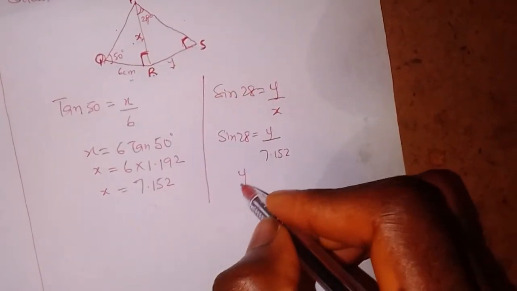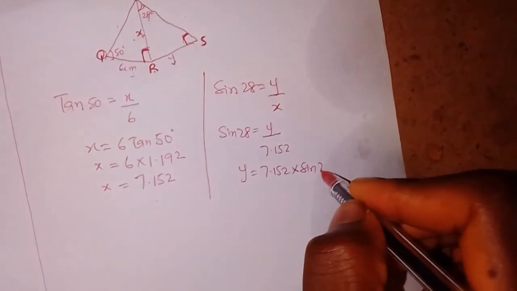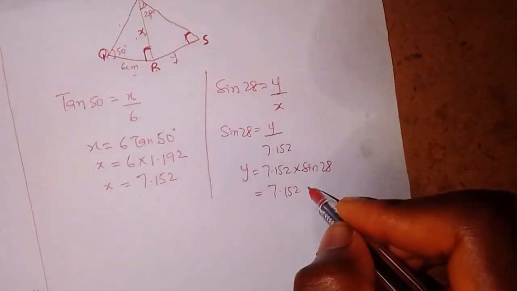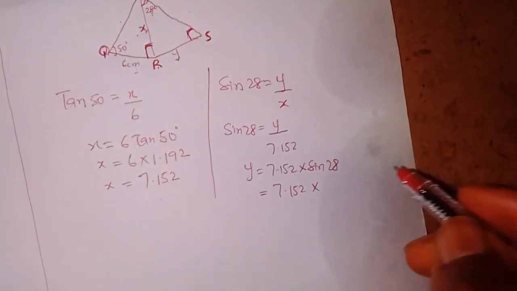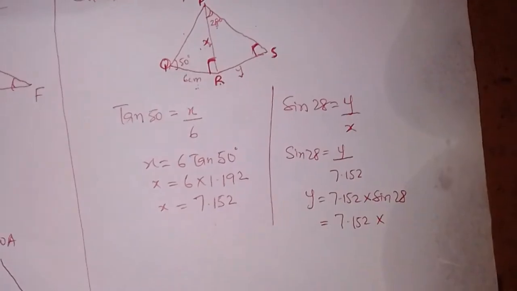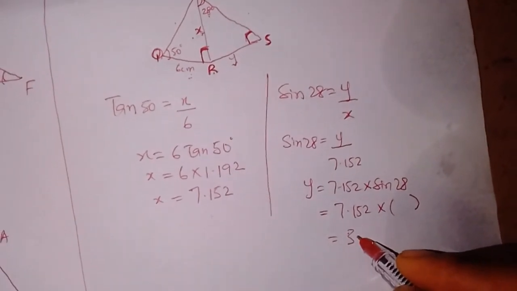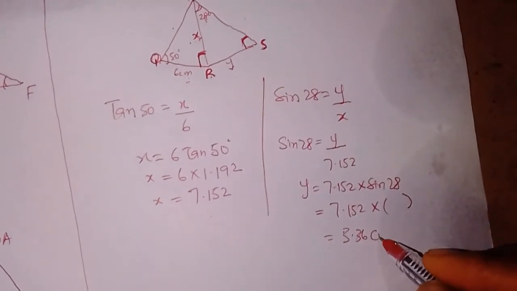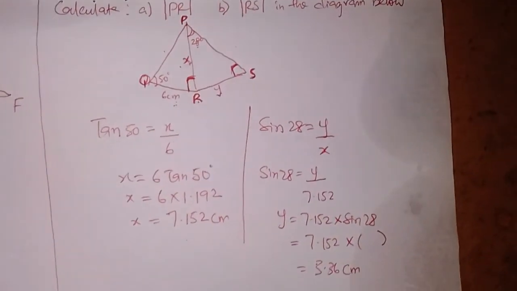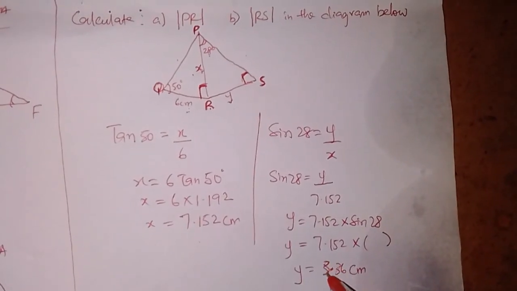Therefore, my Y now becomes 7.152 times sine 28. For sine 28, you look for that on your formula table. After getting it, when you multiply the two of them, you should get 3.36 as your answer here, in centimeters. This is also in centimeters. And that's how to solve this question. So my Y here is now 3.36 centimeters.